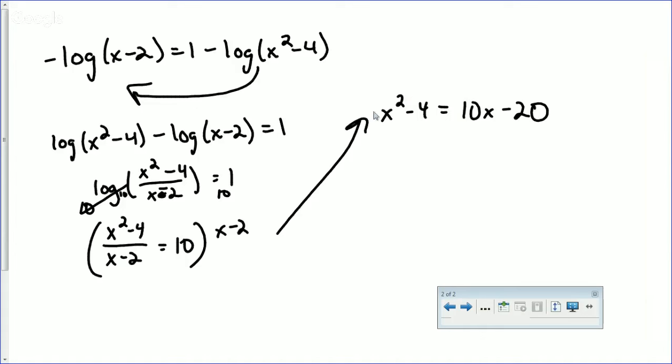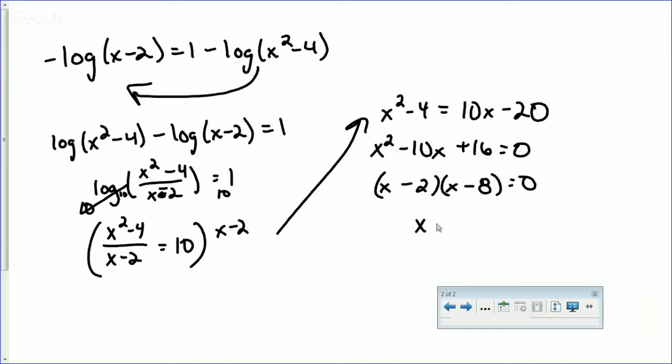Again, this is a quadratic because I have x squared, so we'll move everything to one side. So we have x squared minus 10x plus 16 equals 0. I need factors of 16 that add to 10, which are 8 and 2. Signs are the same. They're both negative. So we have x equals 8 and 2.